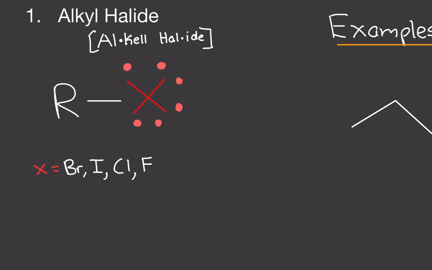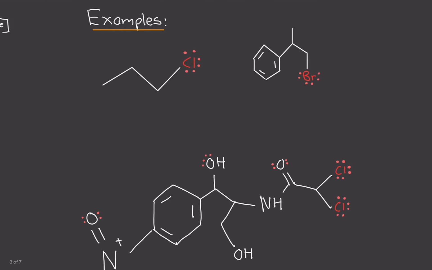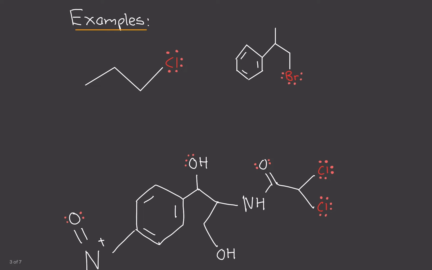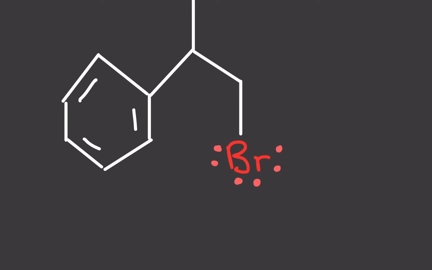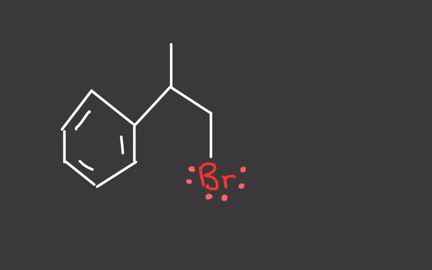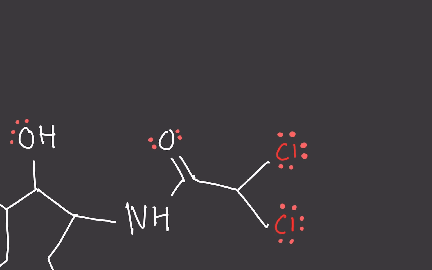And it always has 6 electrons around it. 1, 2, 3, 4, 5, 6. 6 free electrons. So here are some examples. All these are alkyl halides. This part is the R group, and here's the halide. This as well: here's the halide, and everything in white is the R group. So the R group can literally be anything you want it to be, even this complicated molecule here.